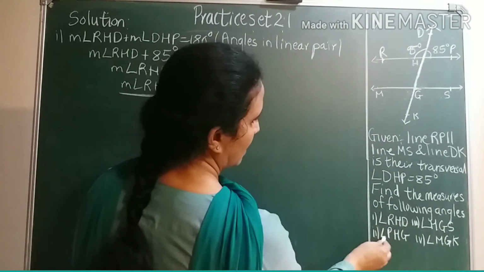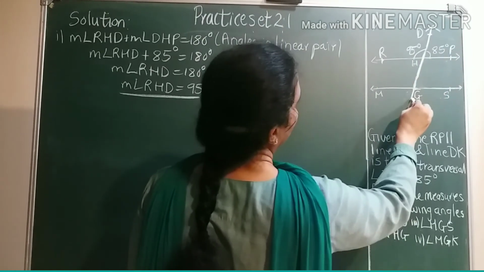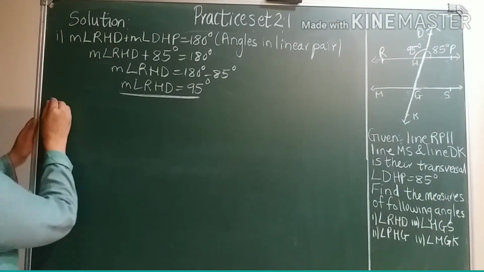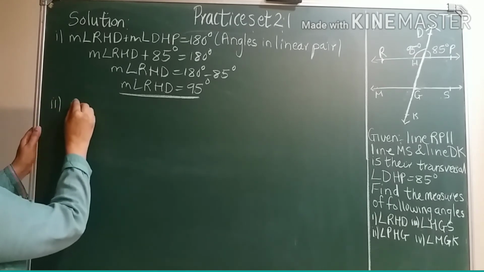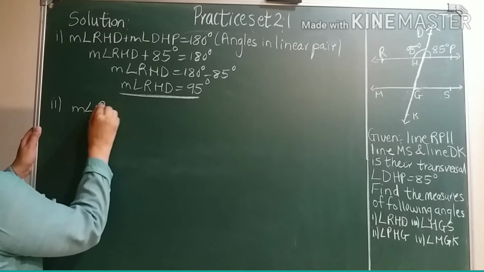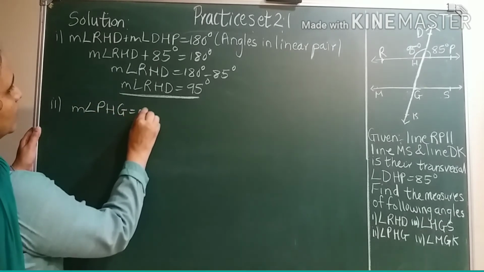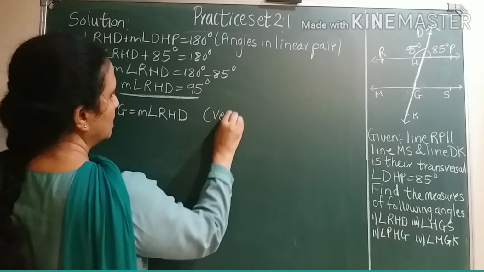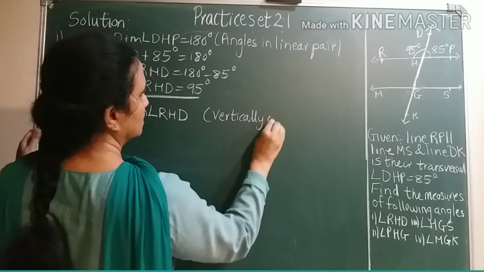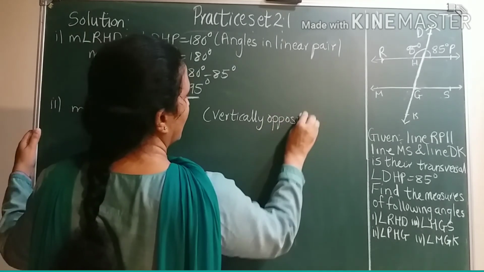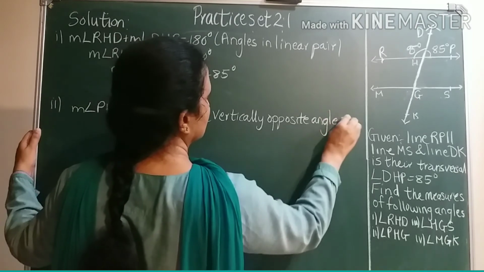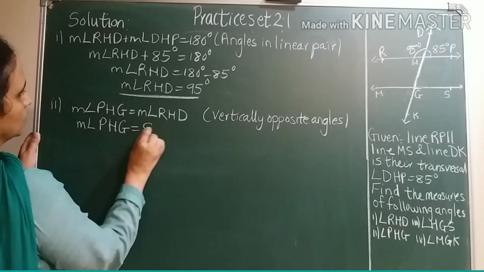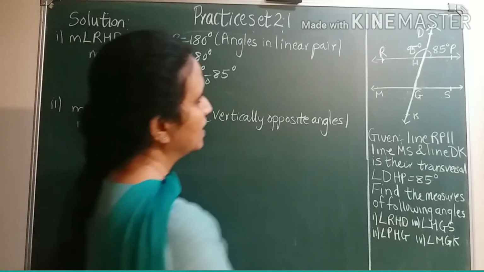Now the second question is angle PHG. Angle PHG and angle RHD, they are vertically opposite angles. So they are equal. So second angle that we are going to find is measure of angle PHG is equal to measure of angle RHD. Reason, vertically opposite angles. So measure of angle PHG is equal to 95 degrees. So here we'll write 95.